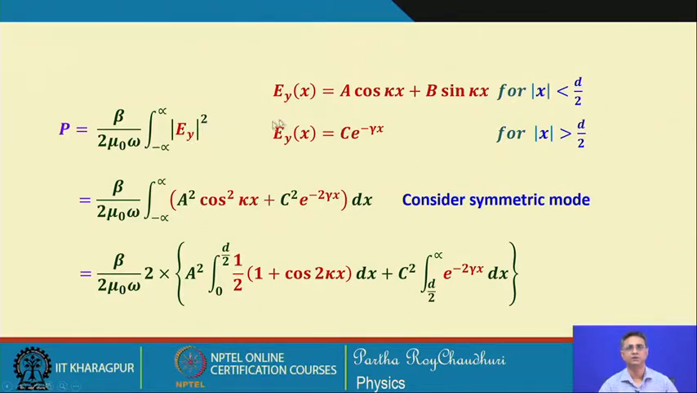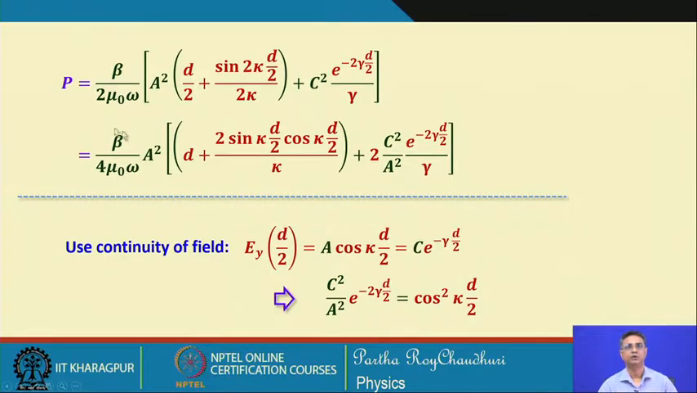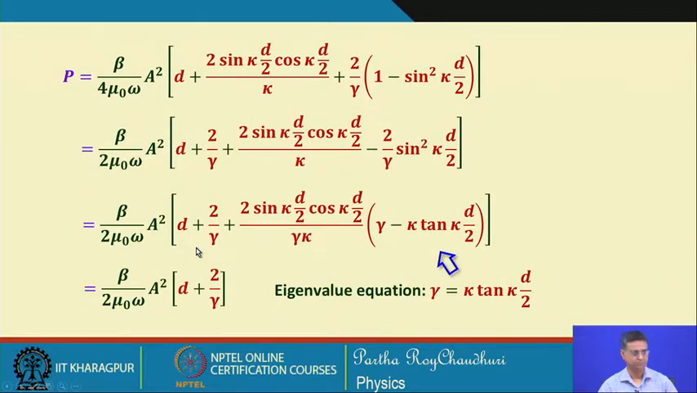So, if we substitute the value of E mod square, we can write in this form a square cosine square kappa x plus c square e to the power of minus twice gamma x dx, if we consider the symmetric mode. And then if you do this algebra, you can write this cosine square kappa x as 1 plus cosine twice kappa x over 2, and this remains as it is, and it follows that we can do this integration.